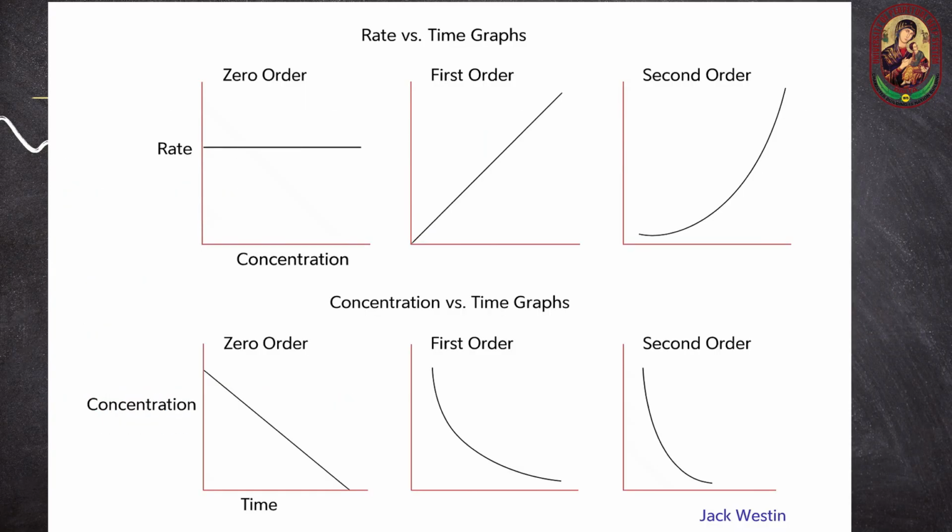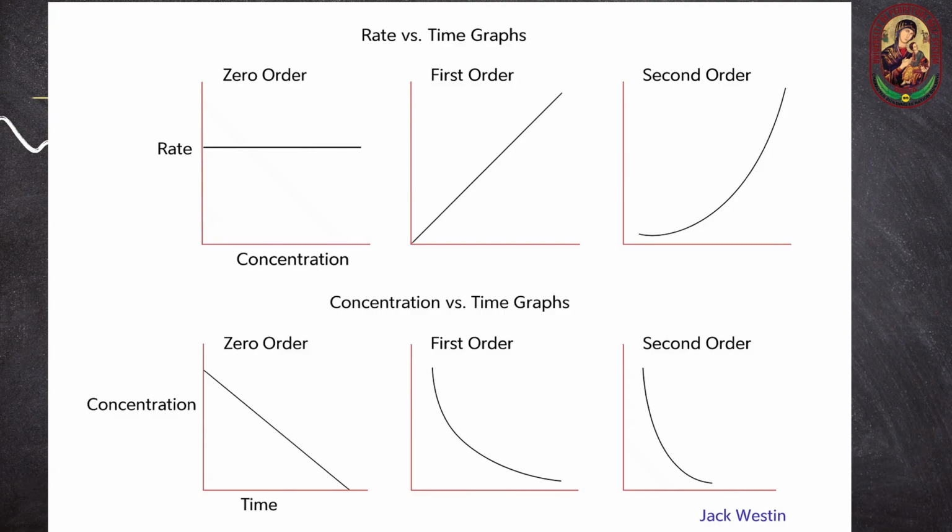Now let's compare how zero-order, first-order, and second-order reactions behave in terms of rate and concentration over time. Let's start with the top graphs, rate versus concentration. For a zero-order reaction, the rate is constant. See that flat line? It means the reaction rate doesn't depend on concentration. Kahit magbago pa ang amount of reactant, tuloy-tuloy lang sa parehong bilis.